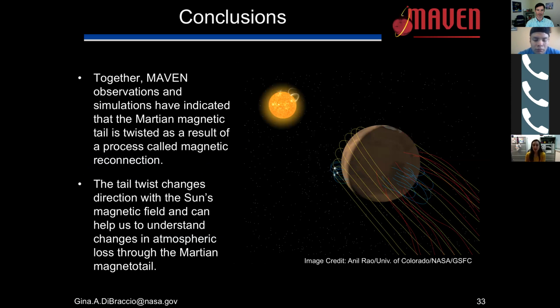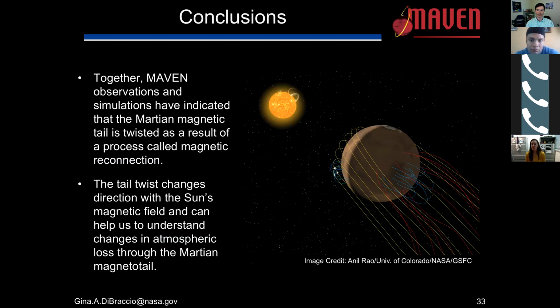And with that, I will leave you my conclusions: together here we've used MAVEN observations and simulations, and that's indicated that the Martian magnetic tail is twisted as a result of a process called magnetic reconnection. We find that this tail twist is changing direction with the sun's magnetic field, and it can help us to understand atmospheric loss through the Martian magnetotail.